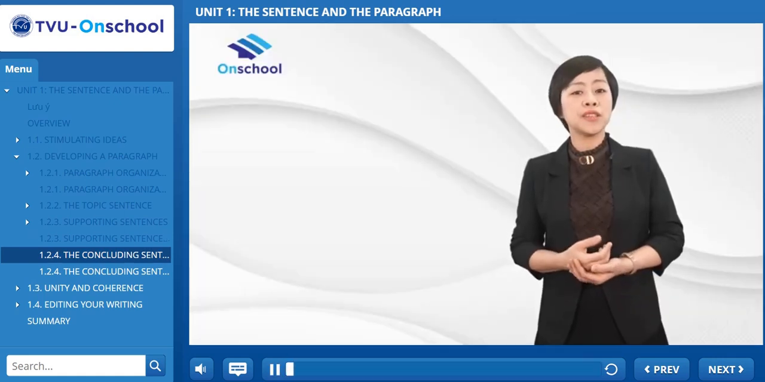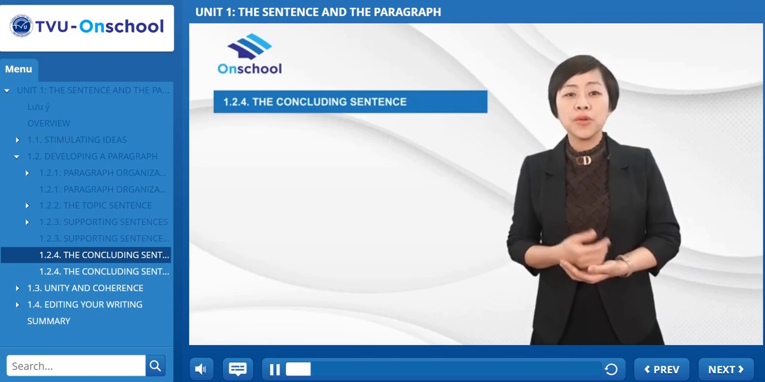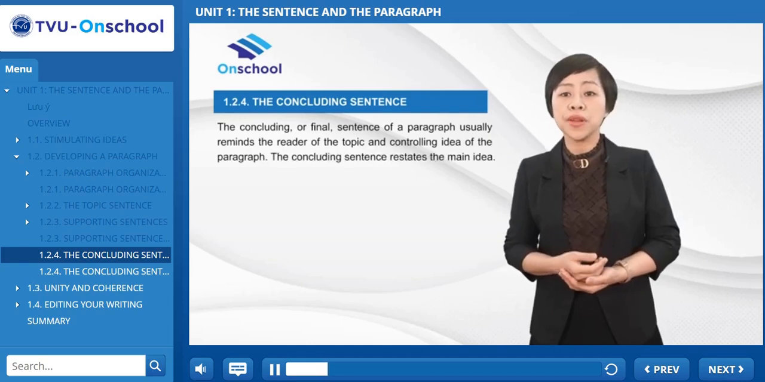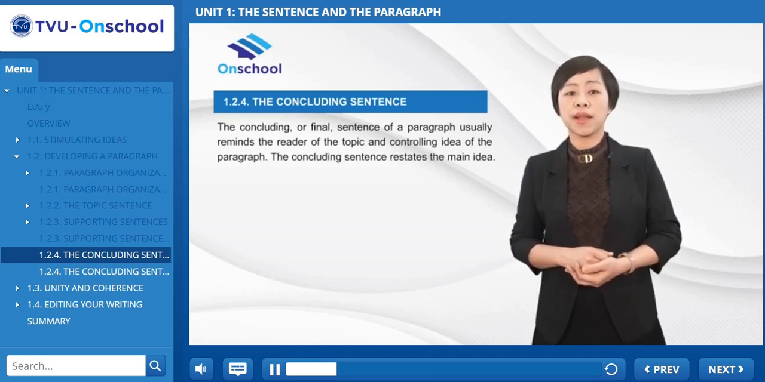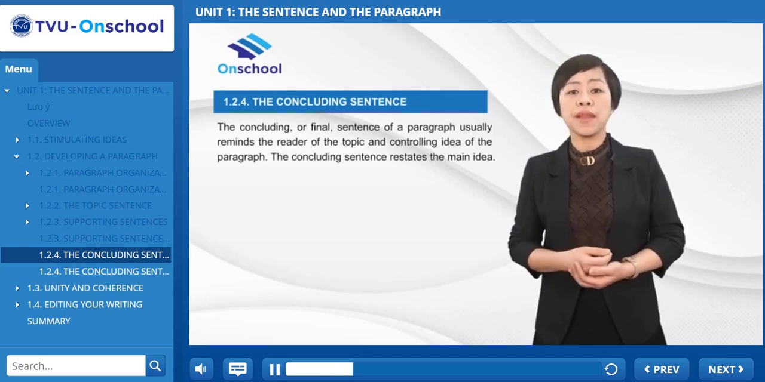Now, let's come to the last part of a paragraph, the concluding sentence. The concluding or final sentence of a paragraph usually reminds the reader of the topic and controlling idea of the paragraph. The concluding sentence restates the main idea.